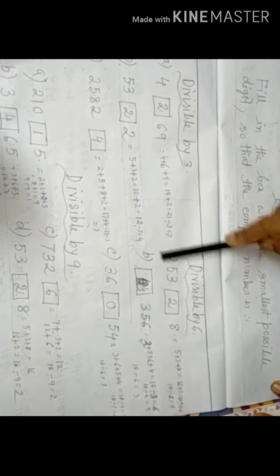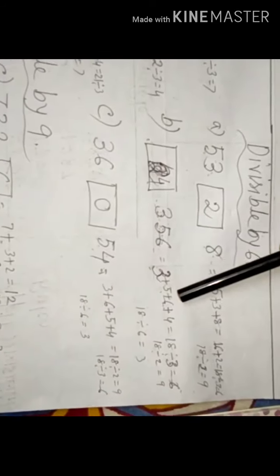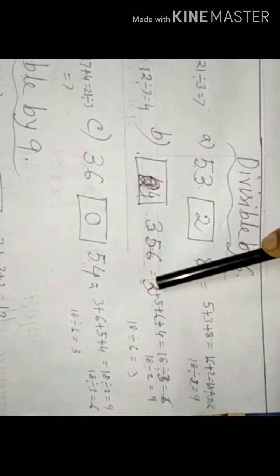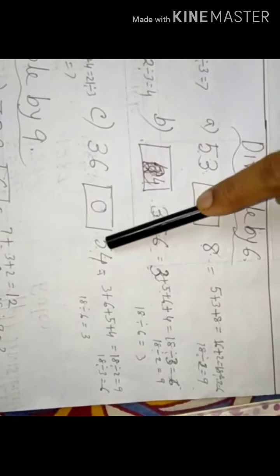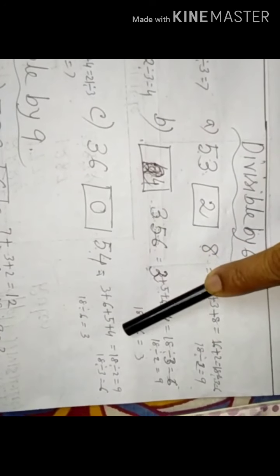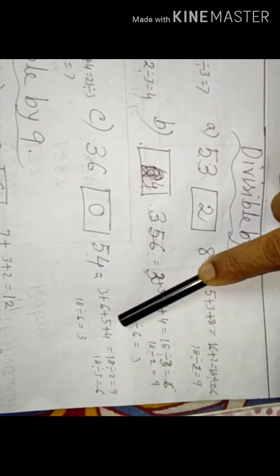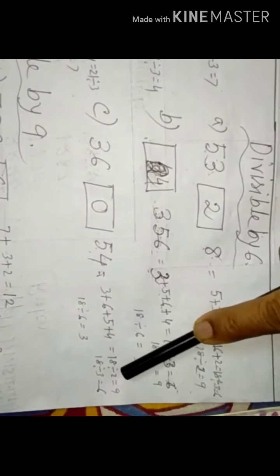So the box is 2. B: 3, 5, box, 6. 3 plus 5 plus 6 is 14. 14 is not divisible by 3. So 14 plus 4 is 18, divisible by 3. So the box is 4. C: 3, 6, 5, box. 3 plus 6 is 9, plus 5 is 14, plus 4 is 18. So 18 is divisible by 3, and the box is 4. That means the number must be even, so 0. Okay.